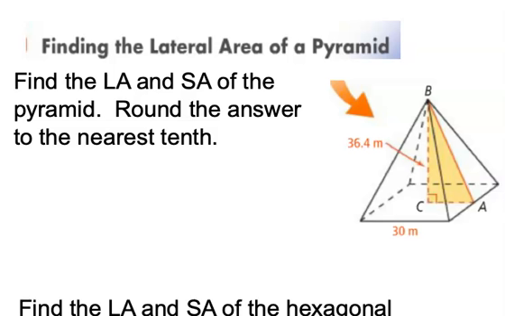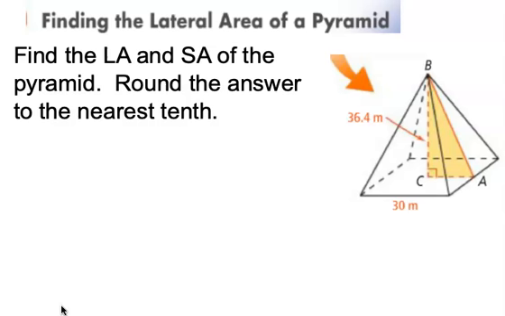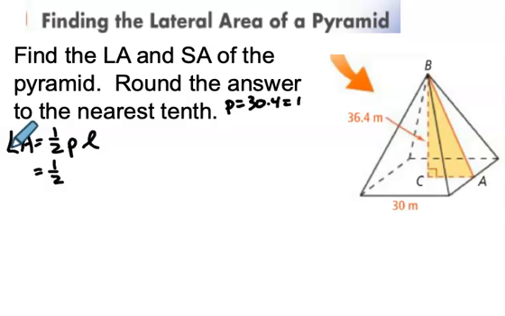So we're starting to have ones like this where we don't know the correct height. If you look at this picture, they gave us that 36.4. That's not L. That's actually H. So we're going to have to look at how that changes the problem. We're going to find the LA and the SA of the pyramid. We run into a problem right away with lateral area, because we can get the perimeter. The perimeter of that square is going to be 30 times 4, so 120.